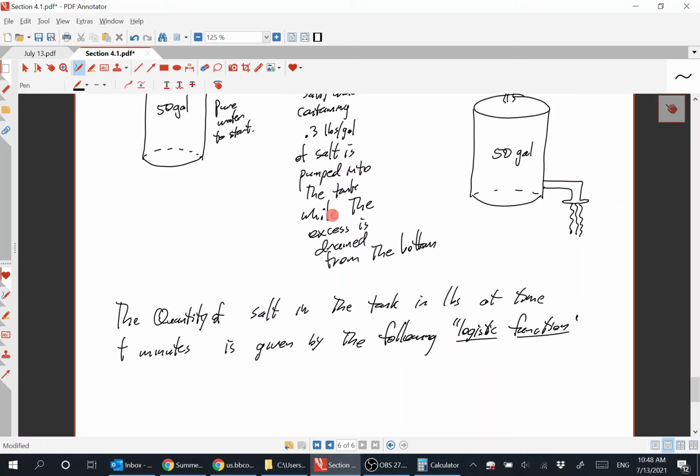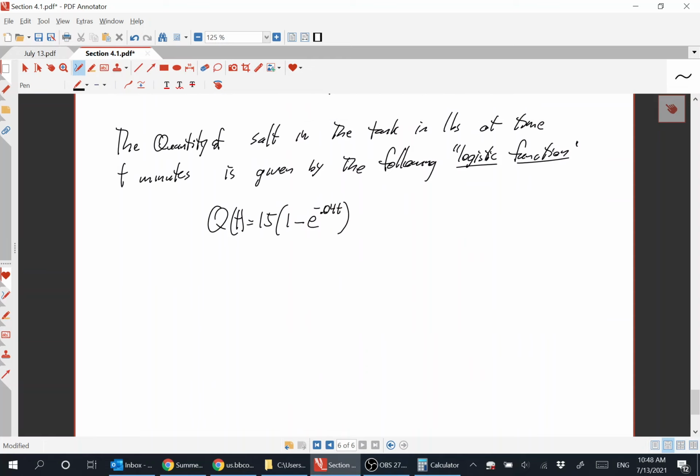And it looks like this. Q of t is equal to 15 times 1 minus, and here's the exponential bit, e to the minus 0.04 t, like that. 15 times 1 minus e to the minus 0.04 t. And the graph of this function looks like this.